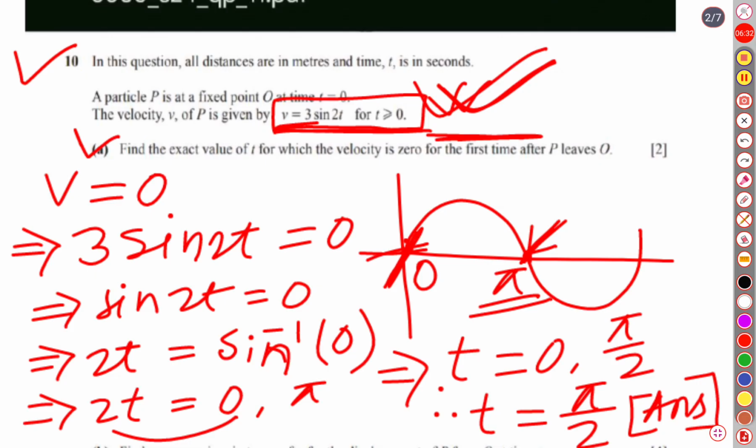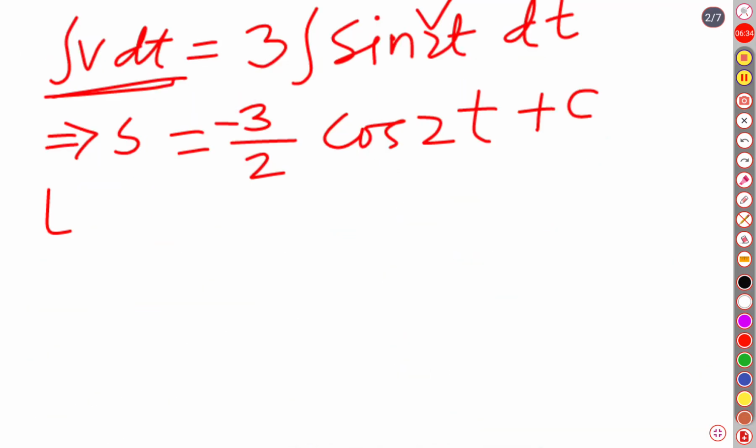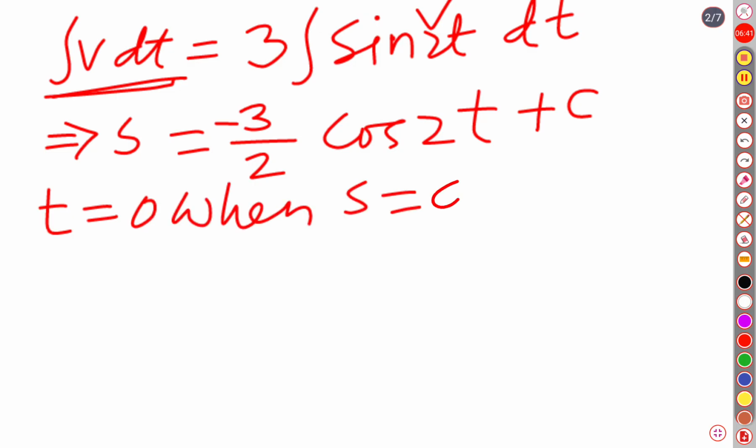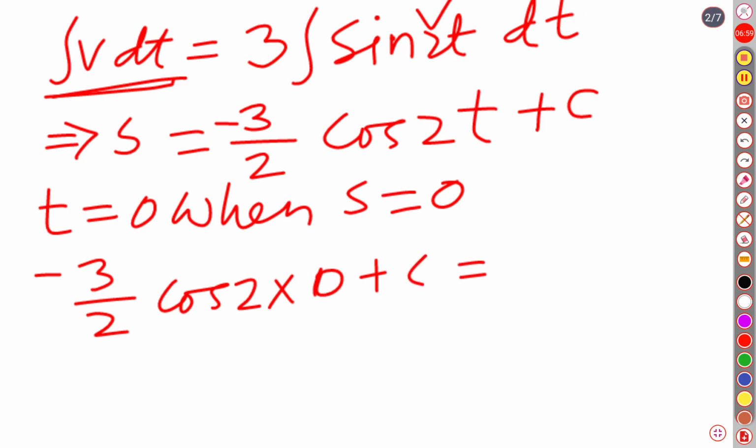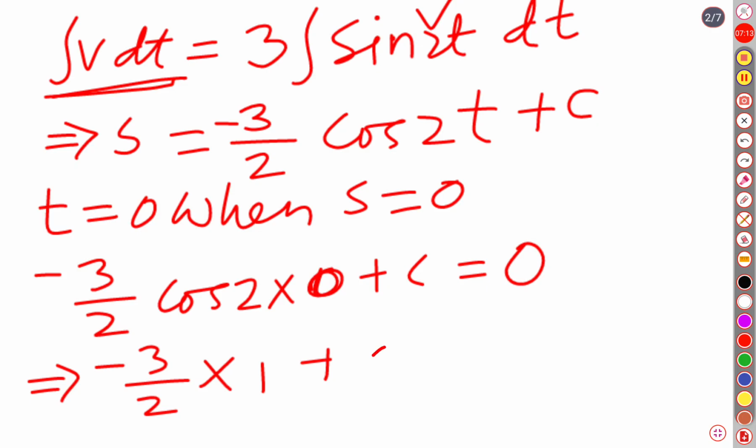So we are going to substitute these values. We will write t is equal to 0 when s is also 0. So we can write, on the right side, negative 3 over 2 cos 2 into 0, plus c, is equal to s, which is 0. Cos 0 is actually 1, we know. So negative 3 over 2 times 1 plus c is equal to 0.